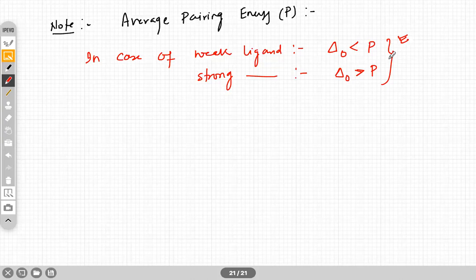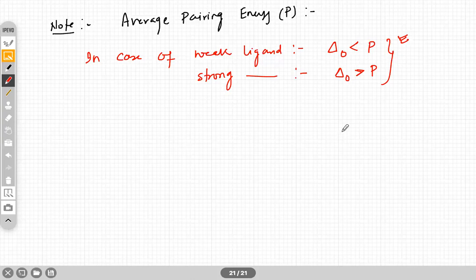So could you explain this again? This one? Nothing, it's just a definition. See, when you want to pair up an electron in the same orbital, some energy must be required because the electron has to be filled into that particular orbital. That energy, we call it the average pairing energy for the pairing of electrons.